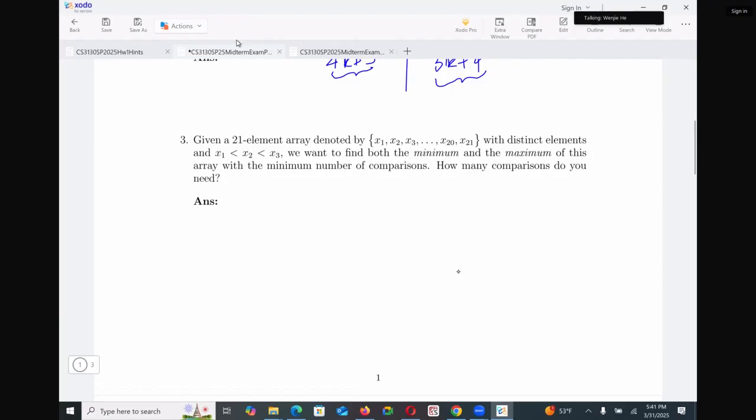The third one had a lot of problems. The biggest problem is that here we have a special condition, so you need to use this information. This information helps you reduce the number of comparisons. Many students didn't use this condition; they ignored it. They just applied the formula directly.